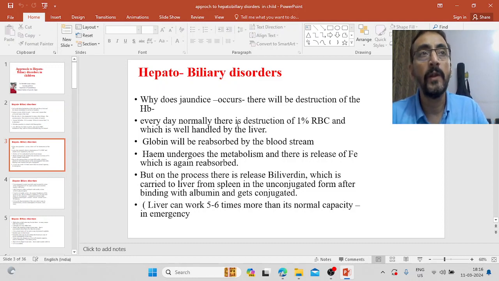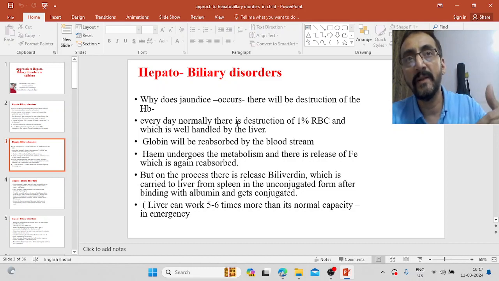Okay. So now, as I told earlier, globin will be reabsorbed by the bloodstream. When the destruction takes place, heme undergoes metabolism, and there is a release of Fe ion from that, which is again reabsorbed and stored in the body in different forms like hemosiderin, etc. But in the process, what actually happens is there is a release of biliverdin. This biliverdin will now be carried to the liver from the spleen, because the destruction, the hemolysis, is taking place in the spleen. Okay, and then the metabolism starts.